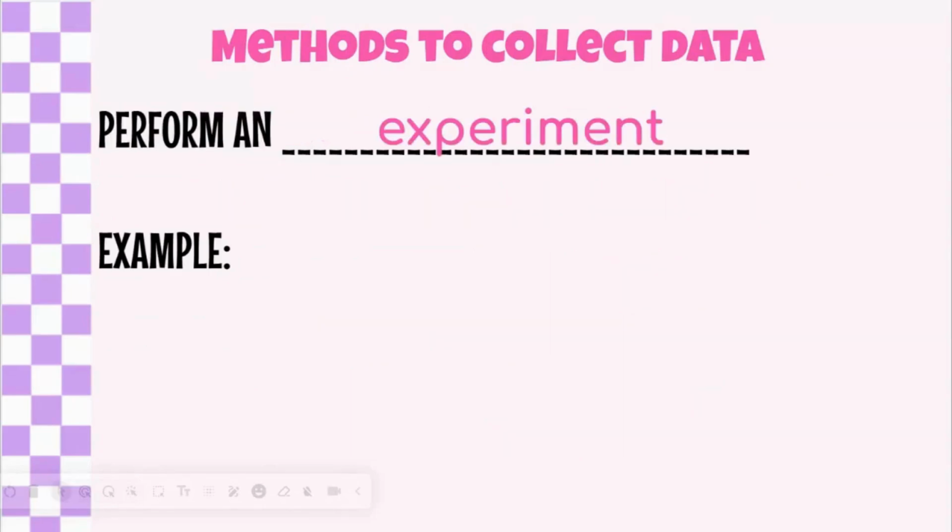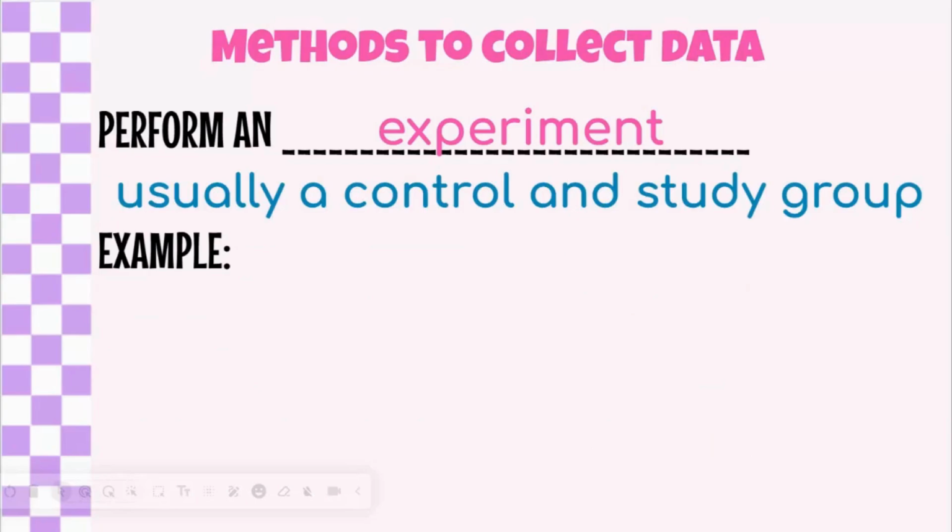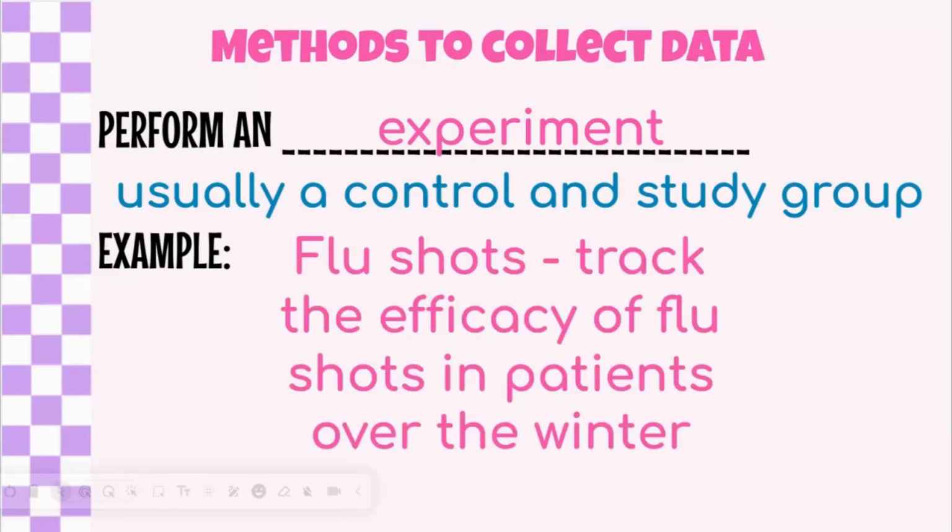The second one is to perform an experiment. This is usually going to involve a control and a study group. An example of this would be giving a flu shot and then tracking the efficacy of flu shots in patients over the winter.